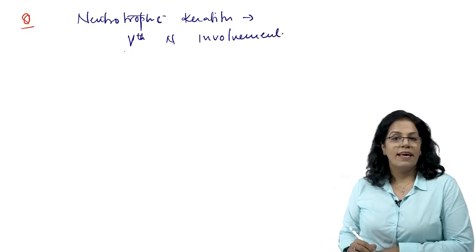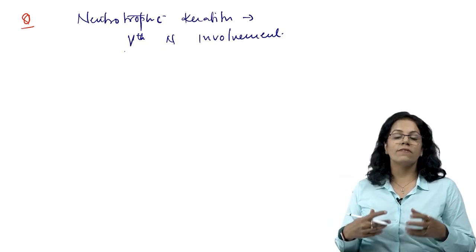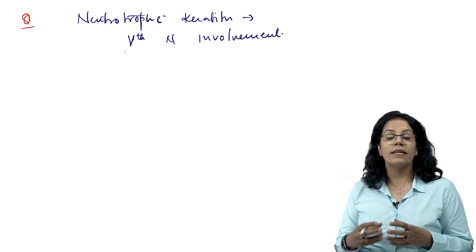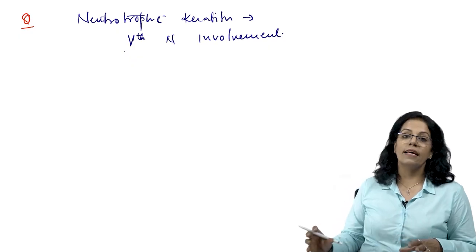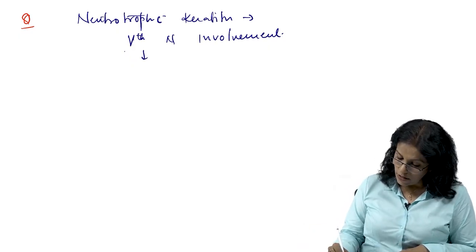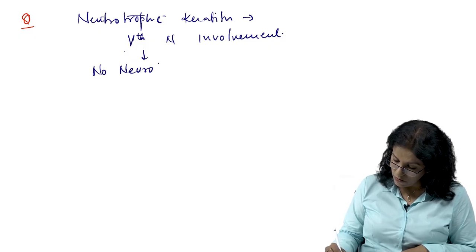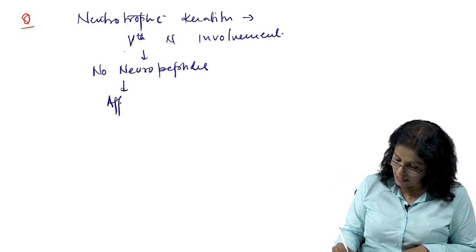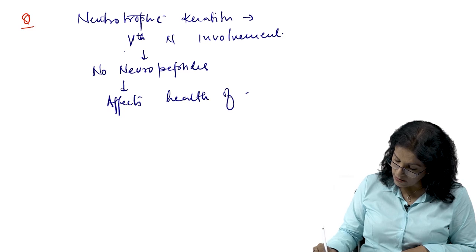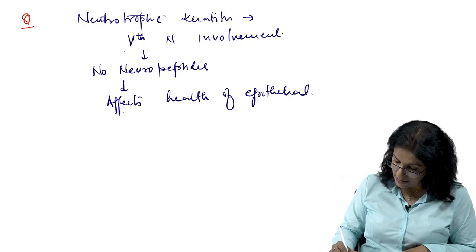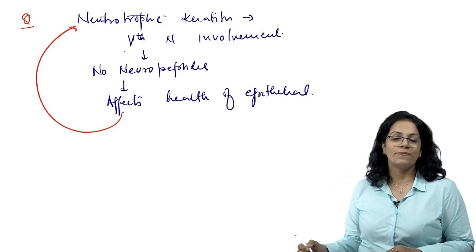What is the story? Any healthy nerve supply is responsible for supplying a lot of neuropeptides and growth factors. That helps in the health of the epithelial lining. So once this is involved, there are fewer or no neuropeptides. If no neuropeptides, this affects the health of the epithelial lining, and this is going to finally lead to keratitis, and this is what we are learning as neurotrophic keratitis.